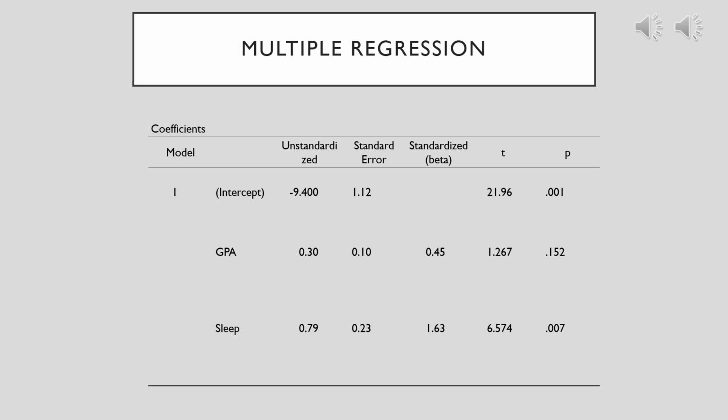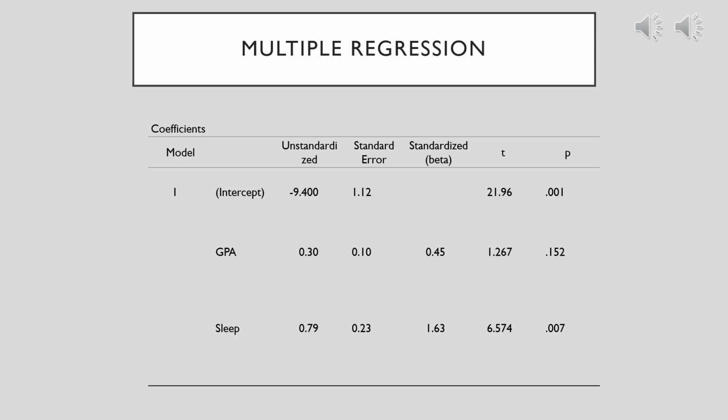And by the way, the standardized beta weights are nice because they tell you the relative strength of the effect of the predictor on the outcome. And so not even looking at the p-values, if we just looked at the standardized beta weights, we could see that sleep is a bigger number. 1.63 is larger than 0.45, which means sleep is a stronger predictor of happiness than GPA.